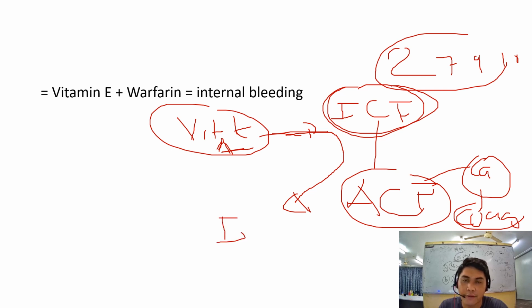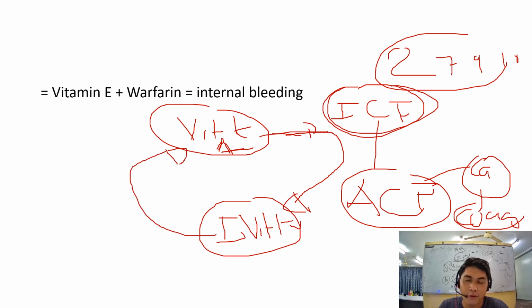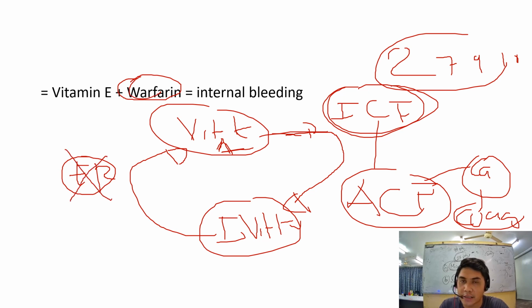So inactive vitamin K. To convert this back to its active form, you need the enzyme epoxide reductase. So epoxide reductase is needed to convert the inactive form of vitamin K back to its active form. Now regarding warfarin, this drug inhibits epoxide reductase. Meaning, if you're taking warfarin, you're prone to bleeding.